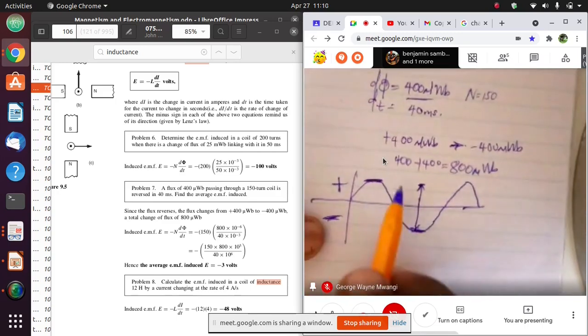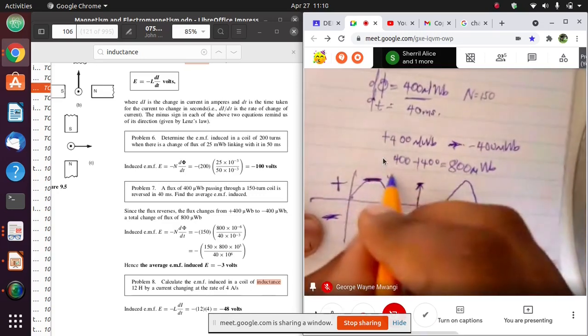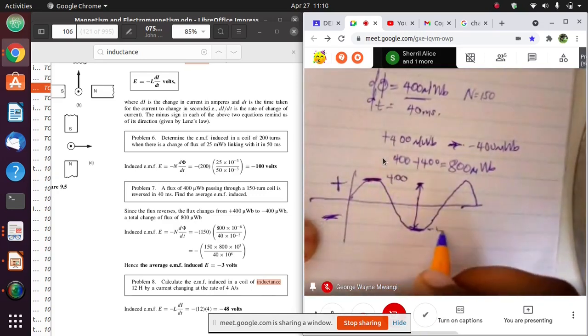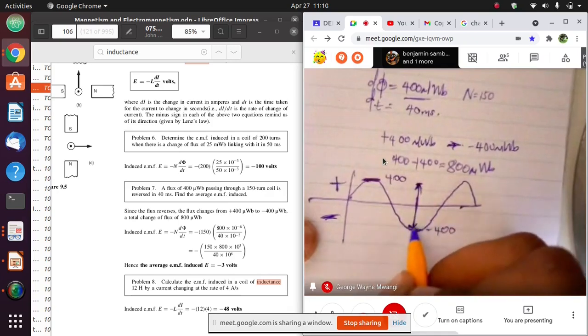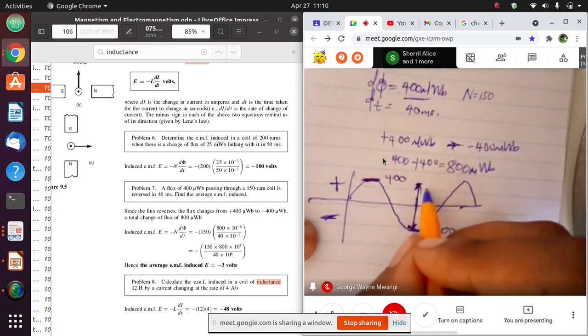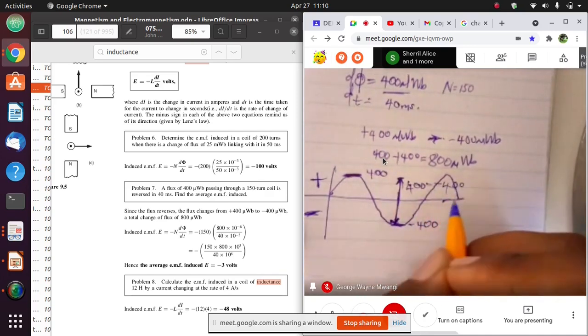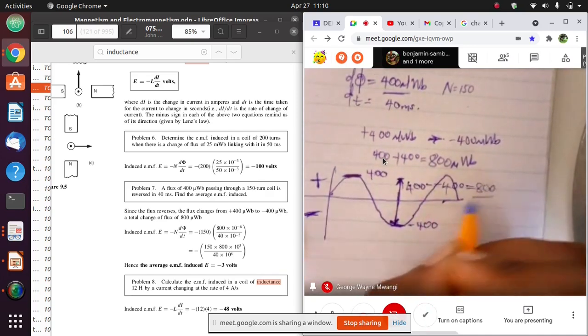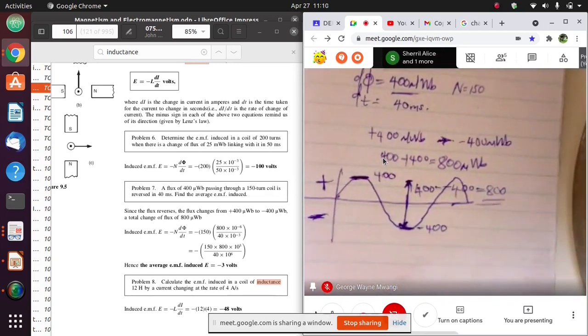Let us take this example. Kwa mfano, our flux ime reverse from positive 400 ikafika mpaka negative 400. So what will be hii yote, the total? It will be this 400 minus negative 400, which becomes a total of 800. Are we together there? Yes.